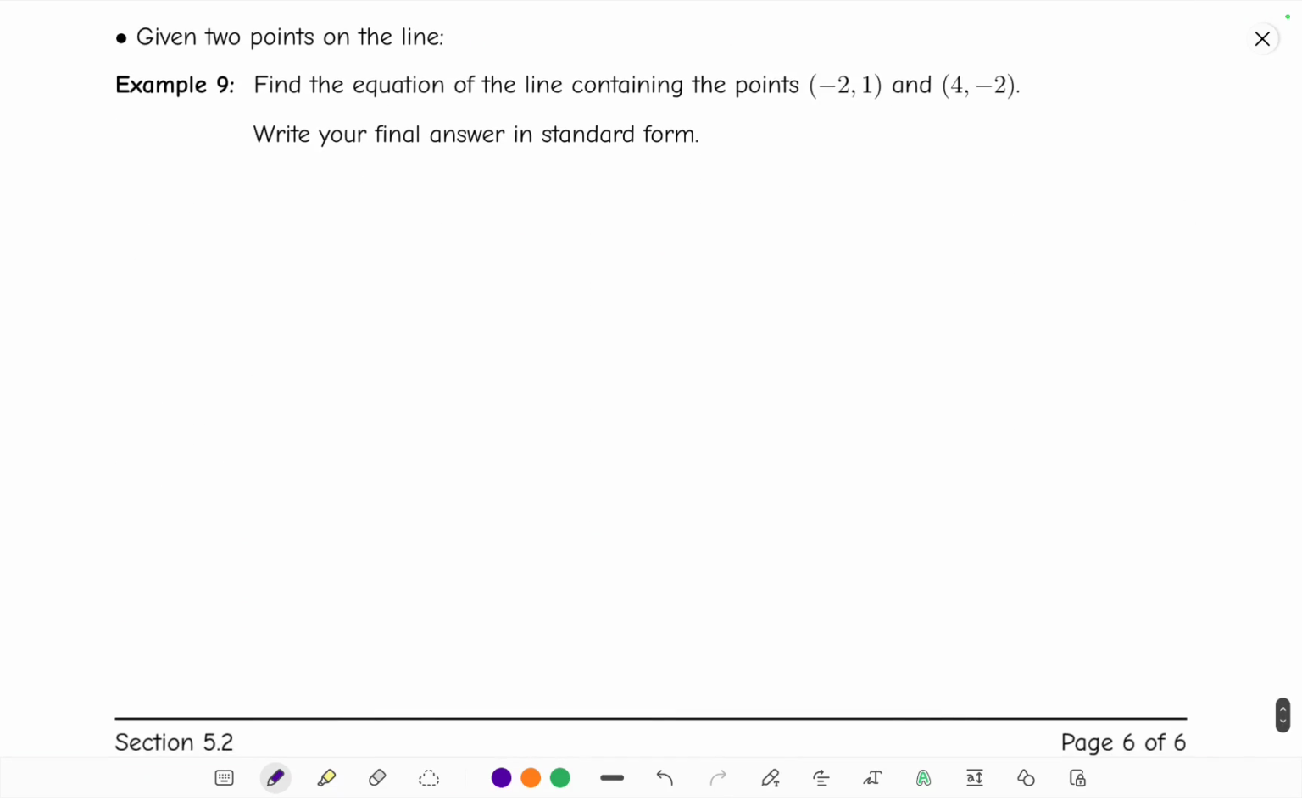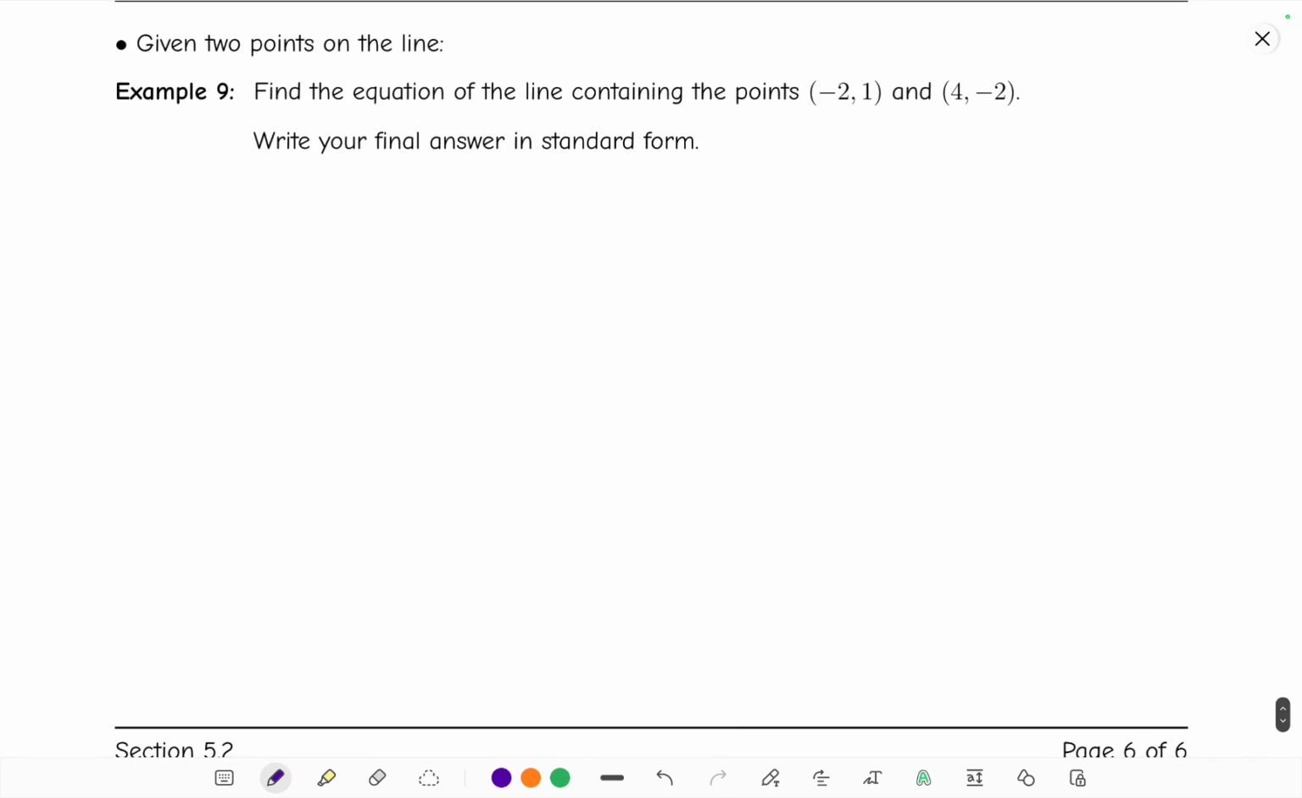And then last but not least, what if you're given 2 points? Well, if you remember, the pieces of information you need is the slope and 1 point. So if we're given 2 points, we're given more points than we need, but we also don't know what the slope is. But recall, we can find the slope between 2 points with our formula. So before we can find the equation of the line, we need to find the slope.